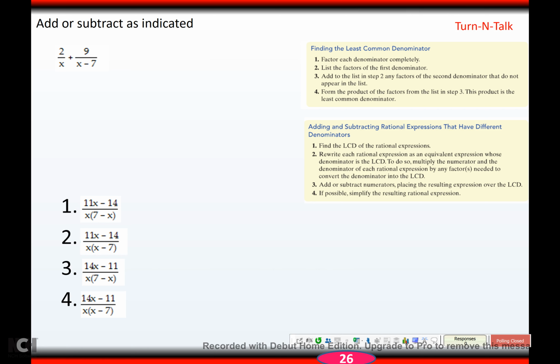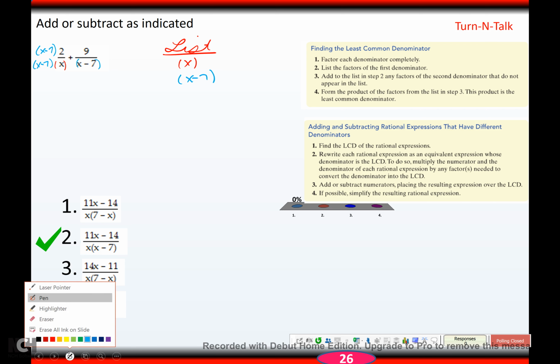Alright, so you do this one, hit pause, come back when you're ready, and you should get 2. If not, let's look at y. I can't factor anything, so I'm ready to make my list. My first denominator has an x in it, so I need an x. My second denominator has an x minus 7, so I need an x minus 7. So if I look at what's missing, this one has the x, but it's missing the x minus 7, so I'm going to multiply the top and the bottom by that. My second one has the x minus 7, he's missing the x, so multiply by x, and on top also.